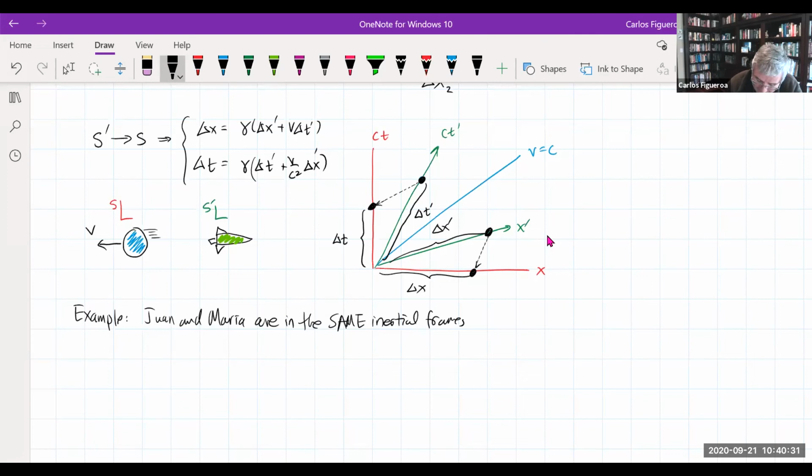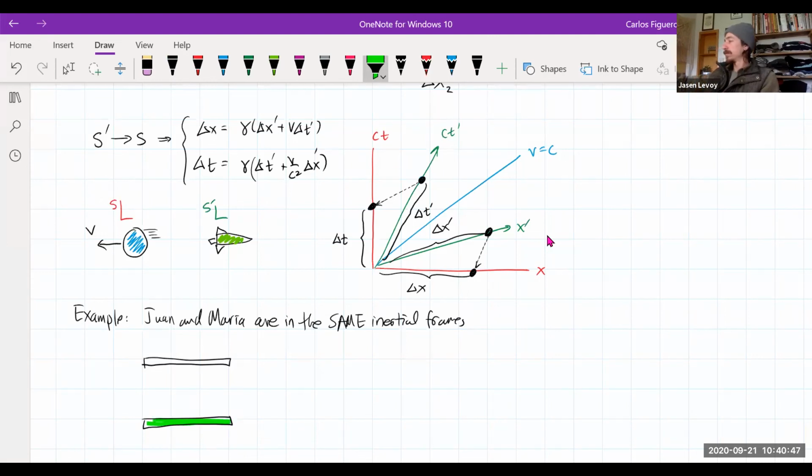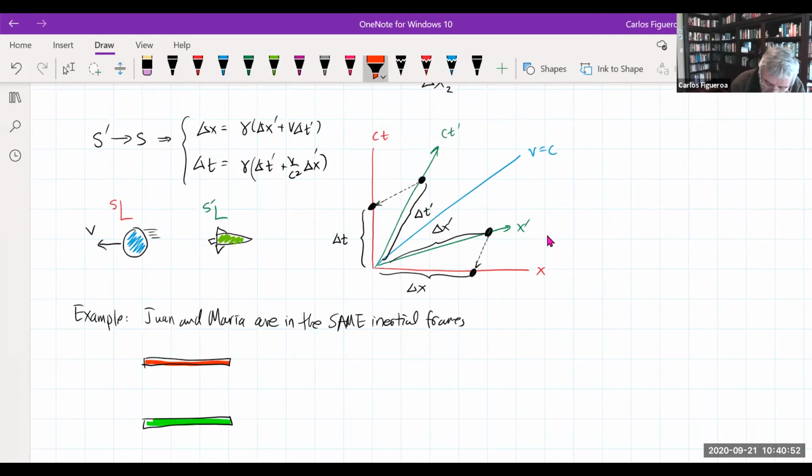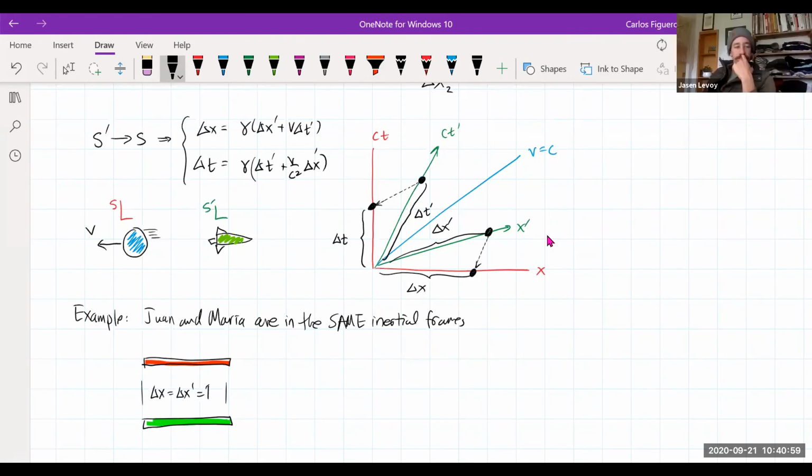So that means I have 2 meter sticks. Maybe I should put them right on top of each other. What's special about these meter sticks is that they have the same length. And because they have the same lengths, they both measure the same distances, and both of them say 1 meter.